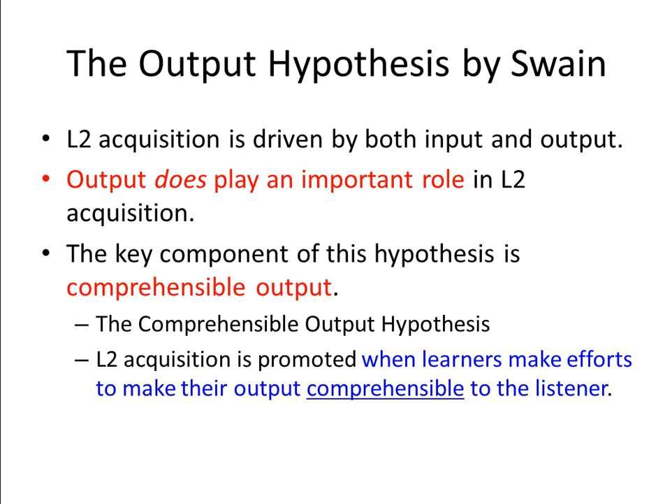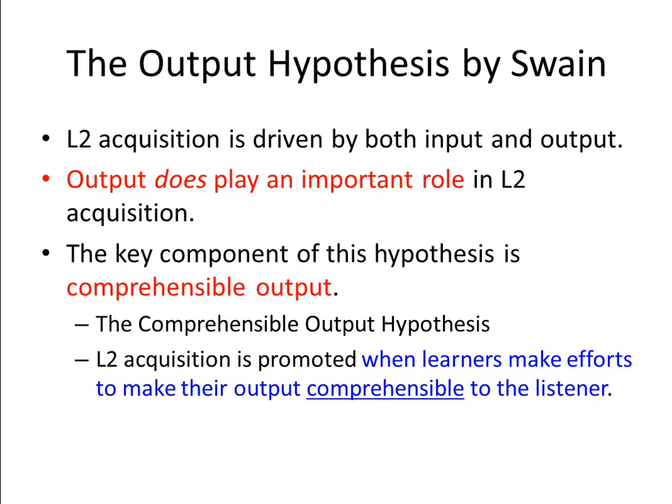Okay, so coming back to Swain's theory or hypothesis, Swain proposed the output hypothesis. Krashen proposed the input hypothesis, and Swain proposed the output hypothesis. According to the output hypothesis, second language acquisition is driven by both input and output. So this hypothesis admits the importance of input, of course, but it also says output is important. And actually, the key component of this hypothesis is comprehensible output. So it's a bit like comprehensible input, but here we are talking about comprehensible output.